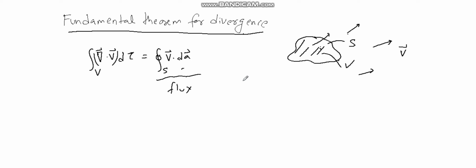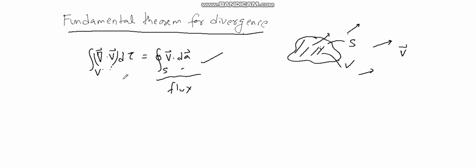So the flux coming out of the closed surface S is equal to the volume integral of the divergence of the vector field V. This is the equivalent statement of this mathematical equation, but let's try to understand it in a better way.